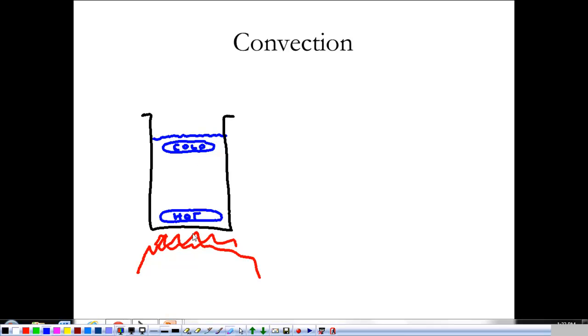Because these things are getting hot, though, they expand in volume. Think back to our discussion of PV equals nRT. If I increase the temperature, I'm going to increase the volume. It's going to make these things want to float up to the top. So we have hot particles moving to the top, displacing cold particles that come down. That thing is called a convection current.